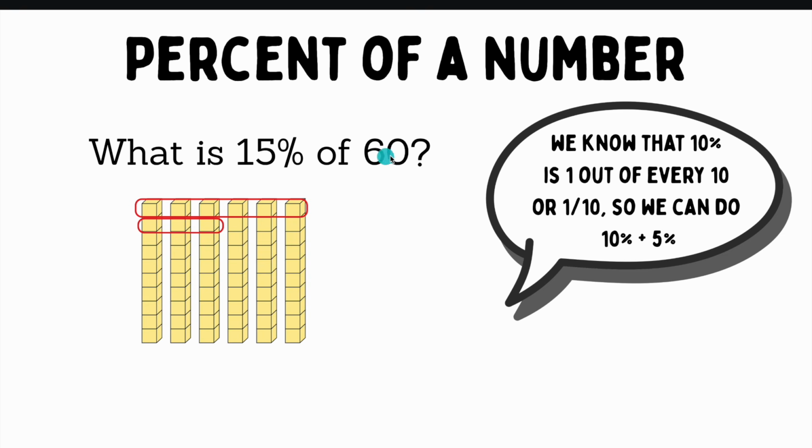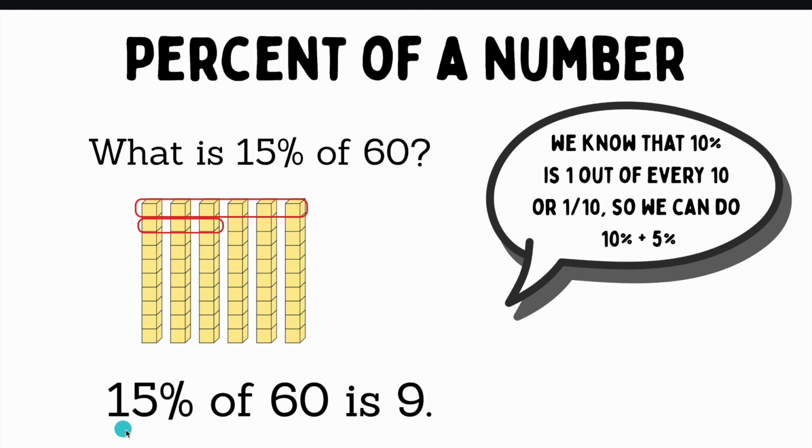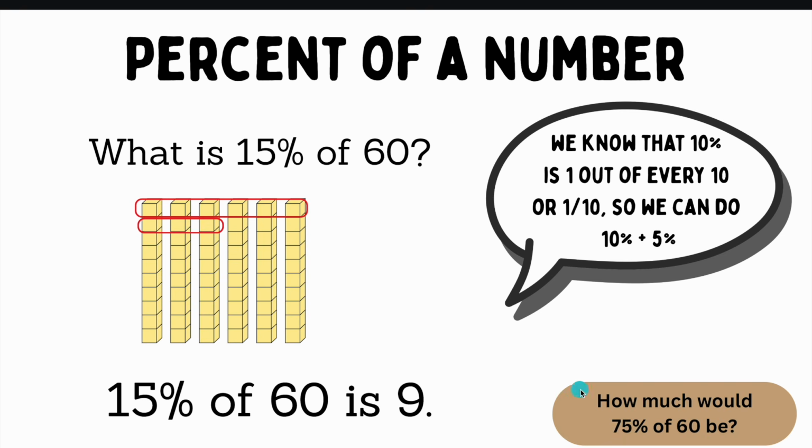15% of 60 is 1, 2, 3, 4, 5, 6, 7, 8, 9. 15% of 60 is 9. 10% would be 6, but we did 15. How much would 75% of 60 be? To get to 75%, we could do 50% plus 10% plus 10% plus 5%.